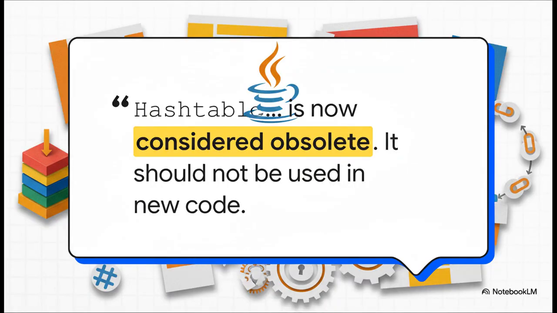And finally, a quick word of warning about the old Hashtable. I'm just going to say it, it's obsolete. It's a relic from Java 1.0. That method of locking the entire map for every single operation is a massive performance killer. So for any new code you write today, the choice is simple. Just always use ConcurrentHashMap instead, please.